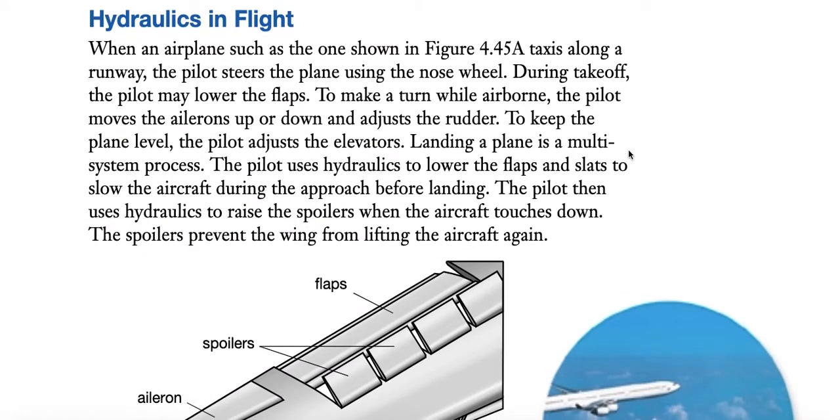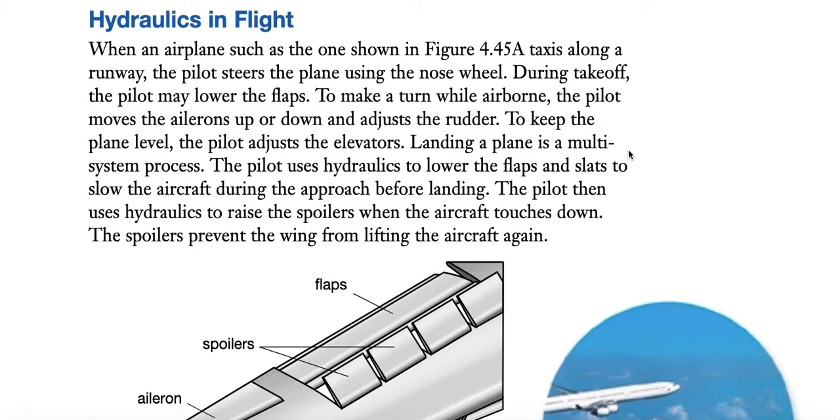Hydraulics in flight. When an airplane taxis along a runway, the pilot steers the plane using the nose and the nose wheel. During takeoff, the pilot may lower the flaps to make a turn while airborne. The pilot moves the ailerons up or down and adjusts the rudder to keep the plane level. The pilot adjusts the elevators.